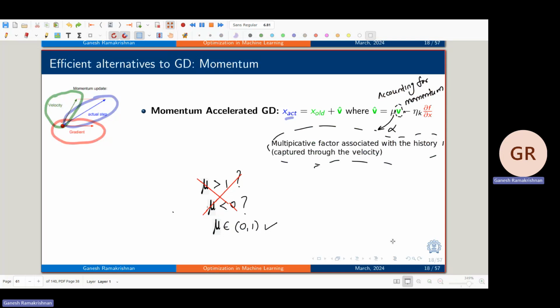Now, what are the other considerations? As you can see in this figure, the place where I should compute my gradient is also open to discussion. Should I compute my gradient at the current step, or after the velocity update? So should I compute my gradient here or should I compute my gradient here? That's the other consideration. Where to compute my gradient?